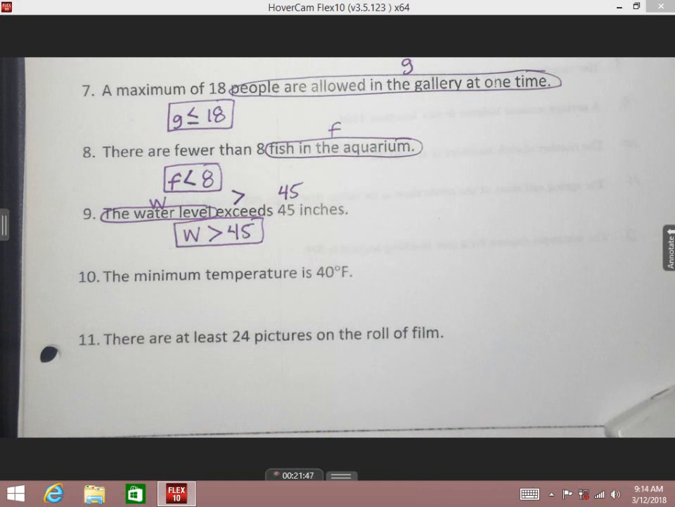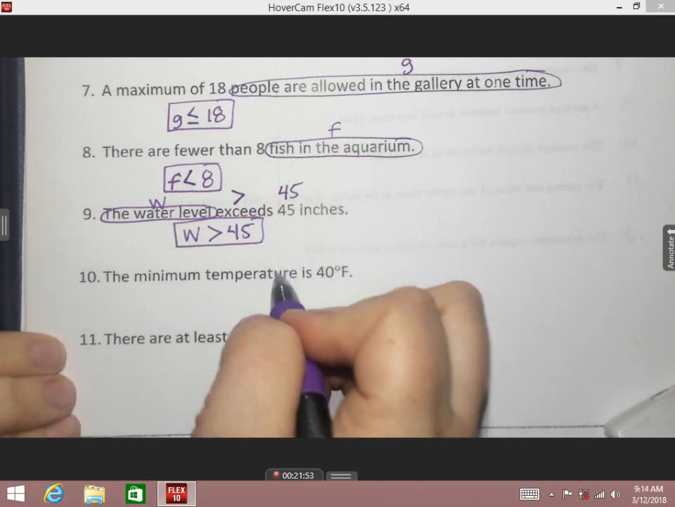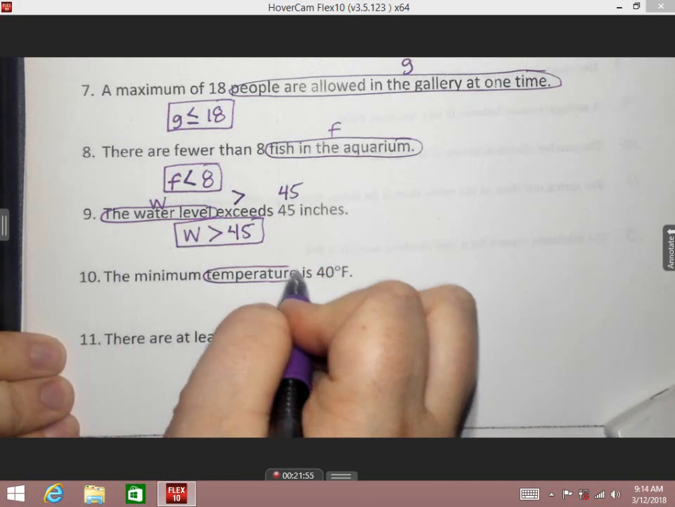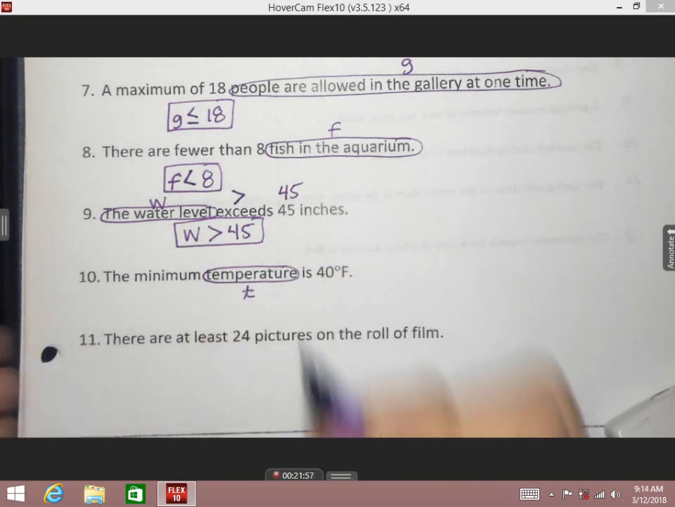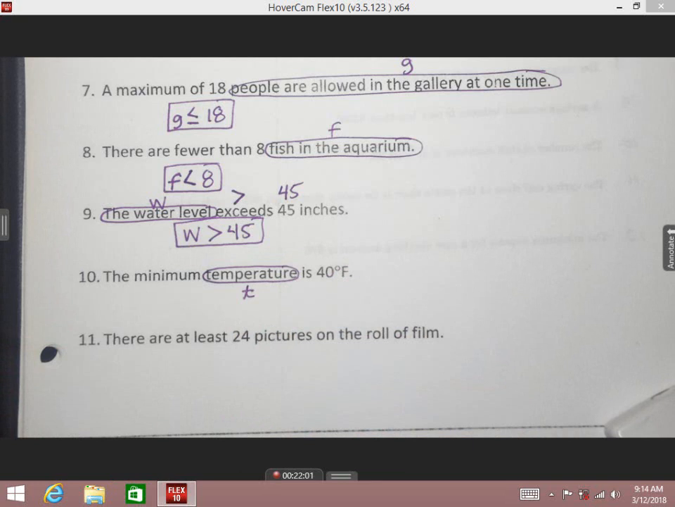Okay. The minimum temperature is 40 degrees. What are we talking about here, Gabriella? The temperature. All right. And I'm going to use a T. I'm going to write it in cursive. So we're talking about that temperature. Guys, it's really important here. Minimum is a description of that. Okay. So the minimum temperature is 40 degrees.